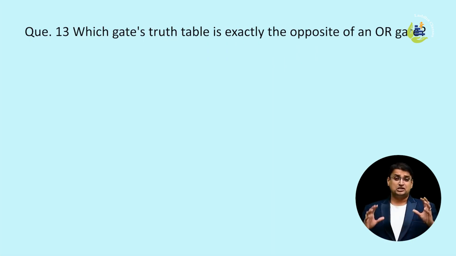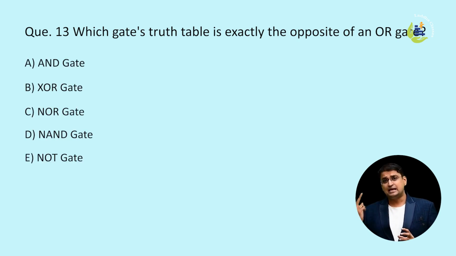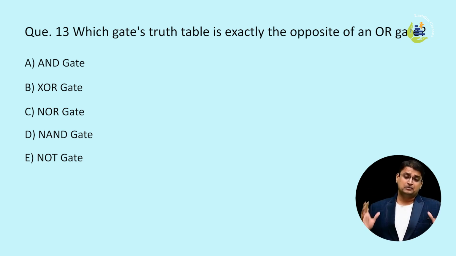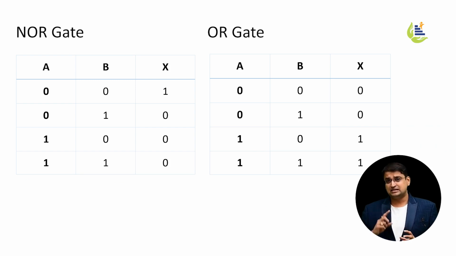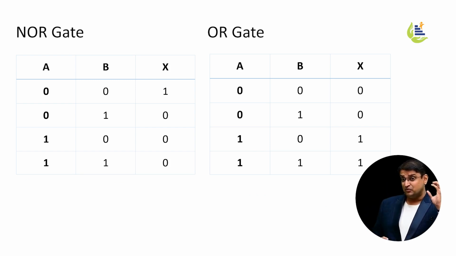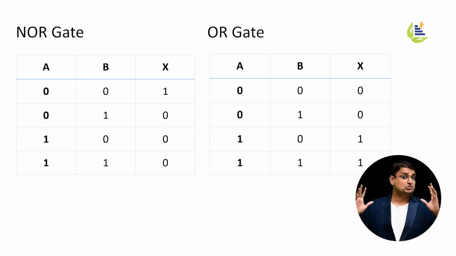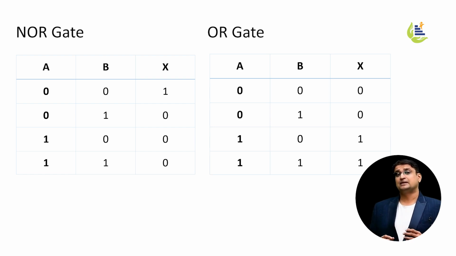Question 13. Which gate's truth table is exactly the opposite of an OR gate? Options are AND, XOR, NOR, NAND, NOT. Correct answer option is C, NOR gate. Because the truth table of a NOR gate is the opposite of an OR gate. While an OR gate returns 1 when at least one input is 1, a NOR gate returns 1 only when both inputs are 0. Other options do not provide the opposite of the OR gate's behavior.